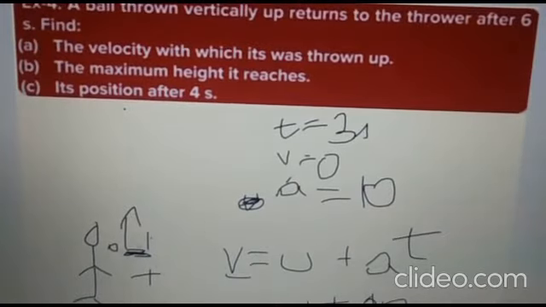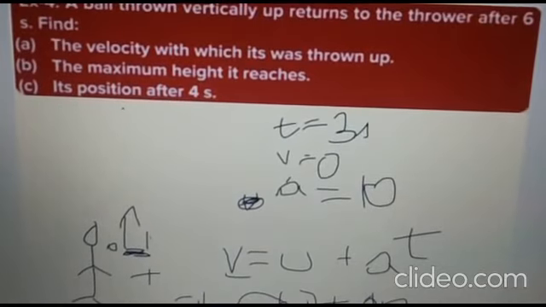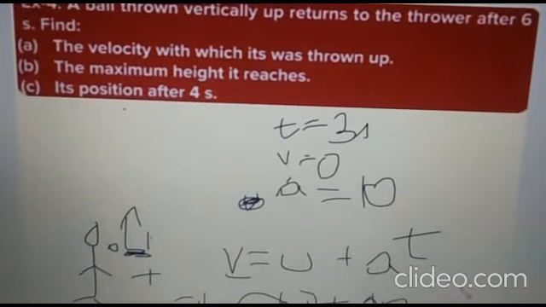Now, if upwards is negative, his initial velocity would be minus. So we can write it as minus u. Now, if we transfer it here, it will become plus. So u would be equal to 30 meter per second. Now guys, if you take the acceleration as 9.8 also, that answer would also be correct, because both are the same.